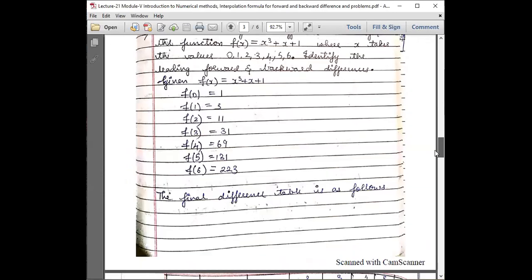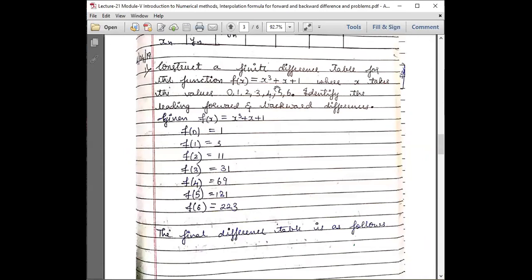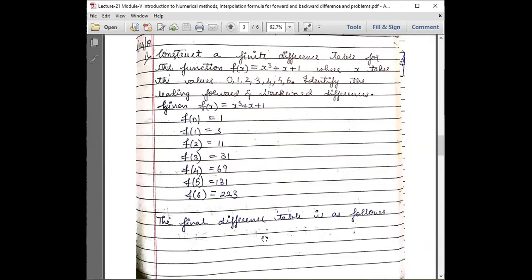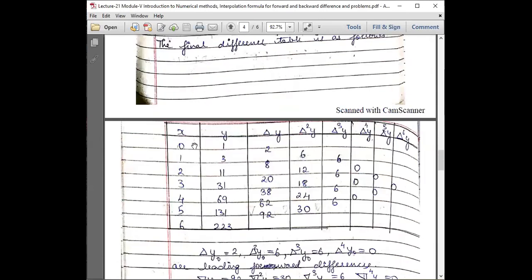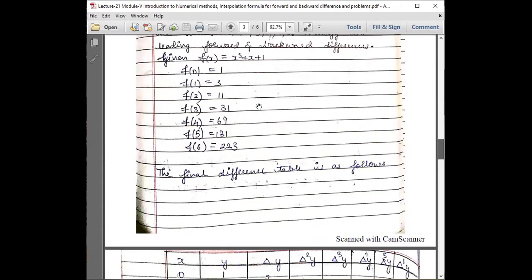So this is the given table. The given problem: the function f of x is equal to x cube plus x plus 1. Using these values, we have to find y0, y1, y2, y3, y4, y5, y6. Next, I'm going to represent it in the form of a table. Look at this table. These are the x values 0, 1, 2, 3, 4, 5, 6, and the corresponding values of y are?